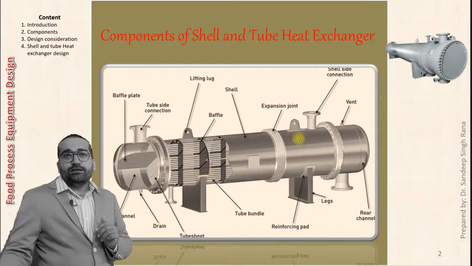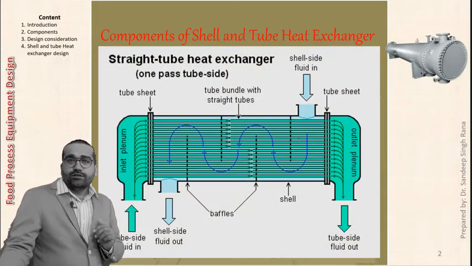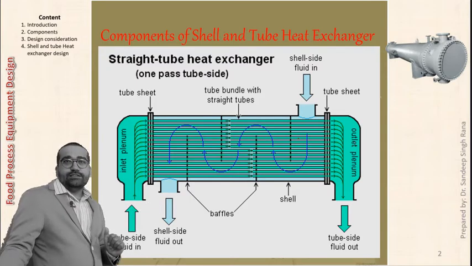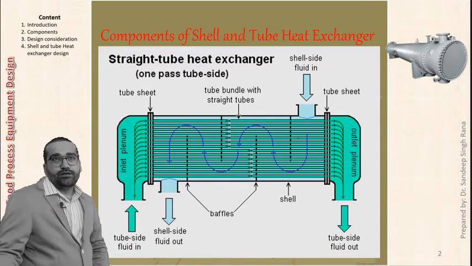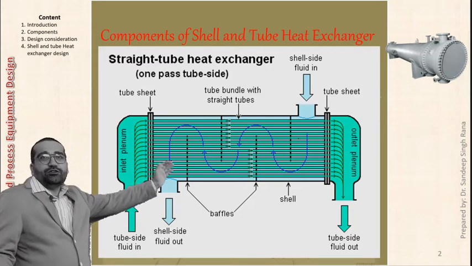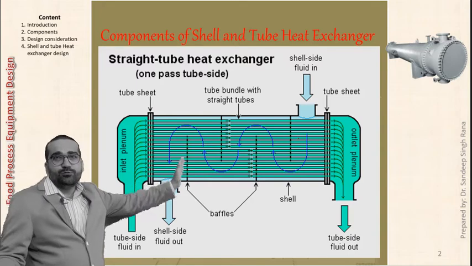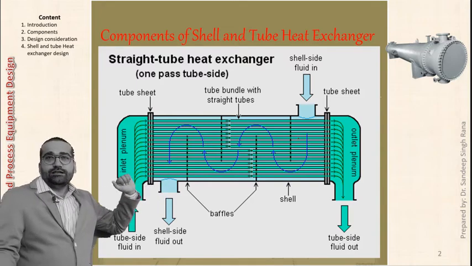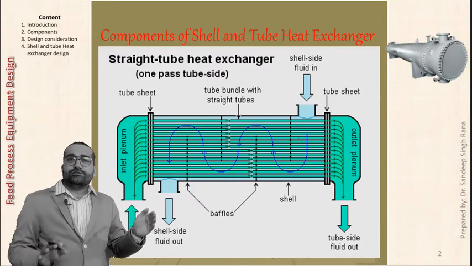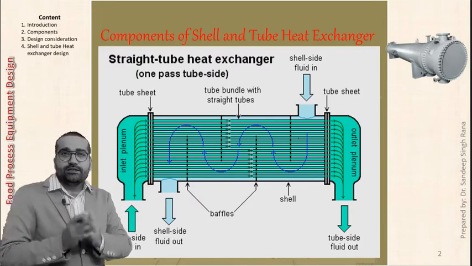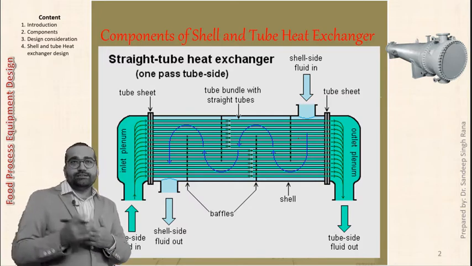a simple diagram which looks like this. This is a line diagram of shell and tube type heat exchanger. This is a straight tube type heat exchanger with one pass tube side. So we will know about this later. What is one pass, what is two pass, what is four pass, six pass. This we will understand in later slides.